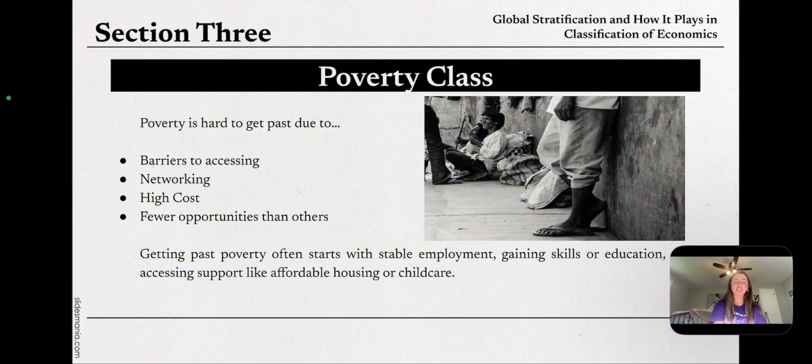Getting out of this class is so hard due to how much stuff costs nowadays. To get a higher or better education, it costs money, and a large sum of money as well. With being born into poverty, it is even harder to get out of this. This is the case over half the time.